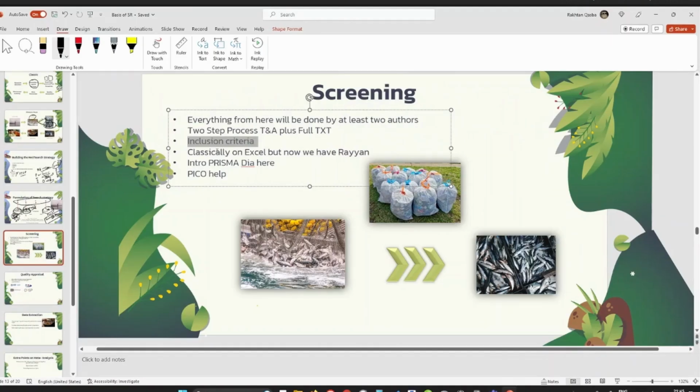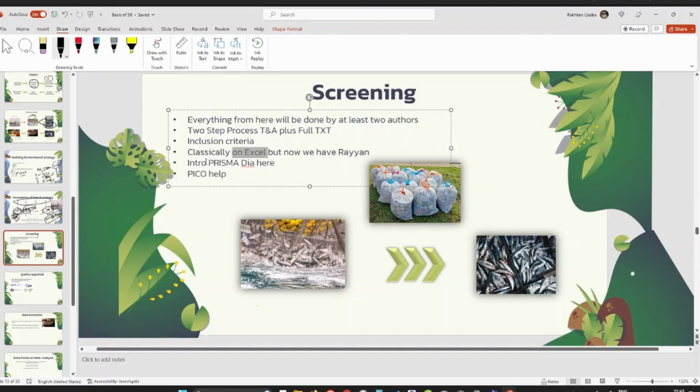After the screening phase, this was done first in Excel, and now there are different software tools, like Rayyan. There's also another software which we call Covidence. We can use that one also for screening. The screening phase, you can see.